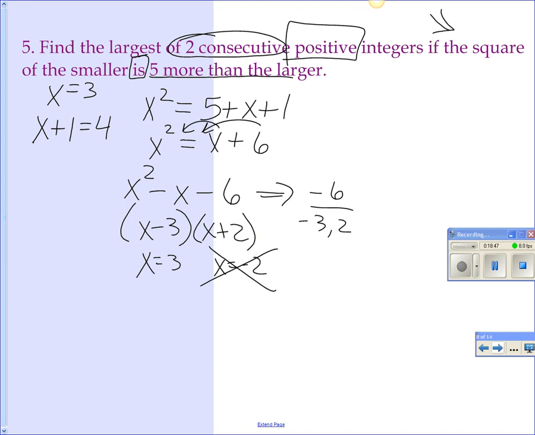Jeremy, what does it say to find? Find the what? Which one's the largest, 3 or 4? 4. So that would be your answer on that one. Okay. Questions?